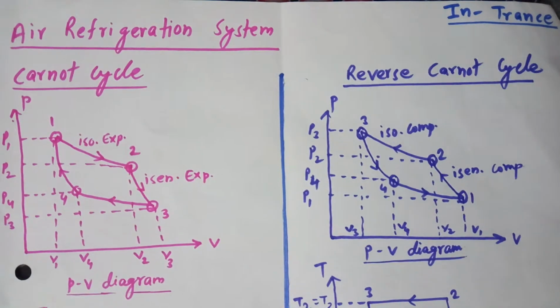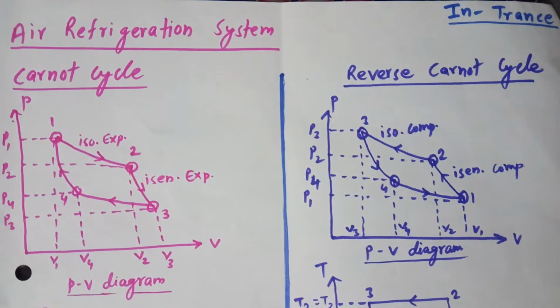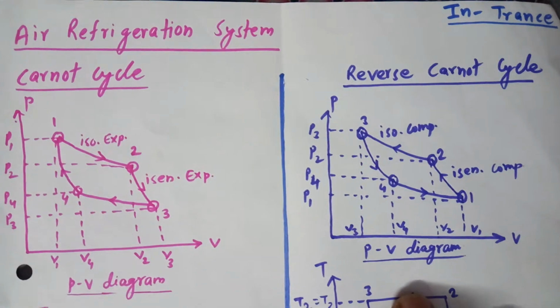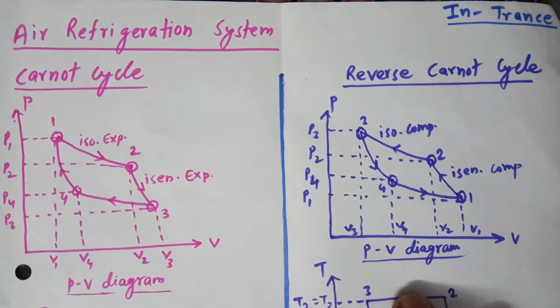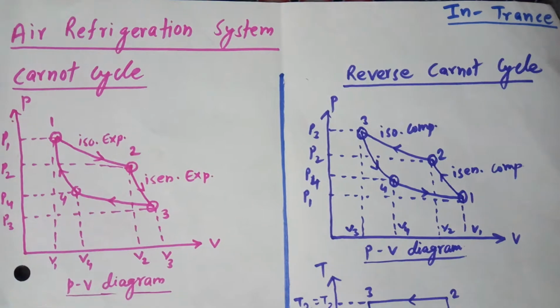So air refrigeration system is basically a system that controls the properties of air, like its temperature, humidity, the other parameters like the motion or the moisture content. So the refrigerating devices like refrigerator and other air conditioning devices are compared with a standard efficiency. We call it coefficient of performance.